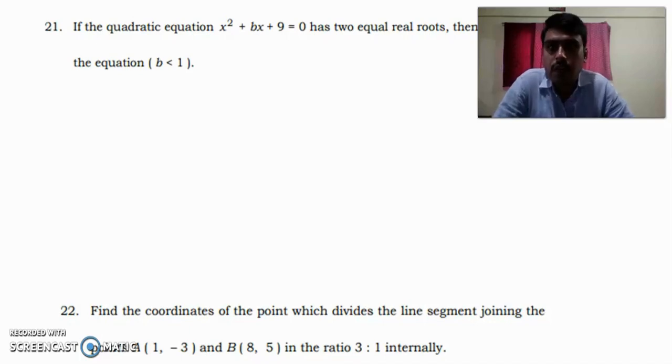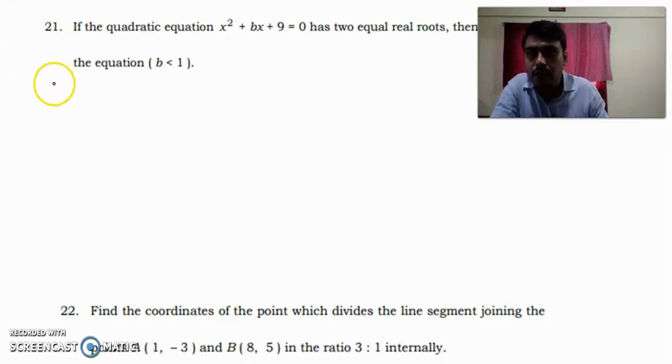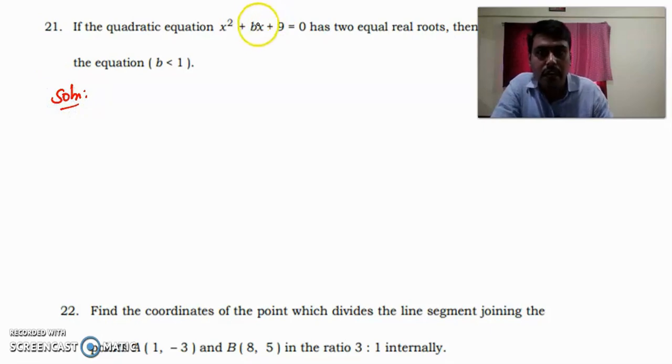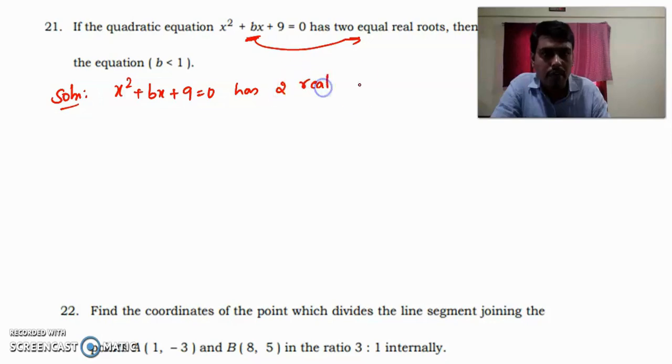Question number 21. If the quadratic equation x square plus bx plus 9 equal to 0 has two equal roots, then find the equation. I need to find out the quadratic equation. That means I need to find out the value of the unknown here. For that they have given that the roots are equal. So x square plus bx plus 9 equal to 0 has two real and equal roots.